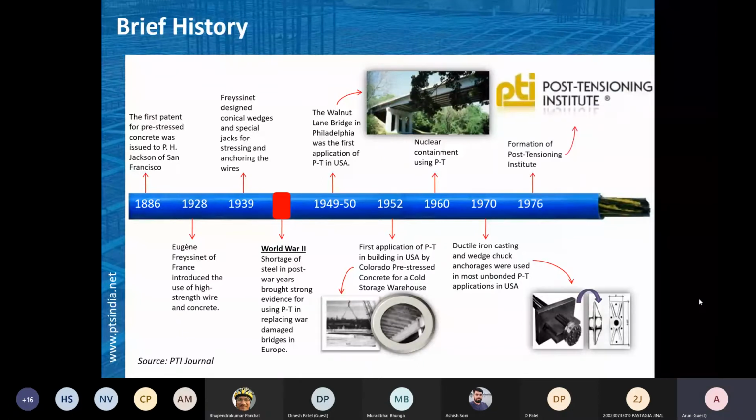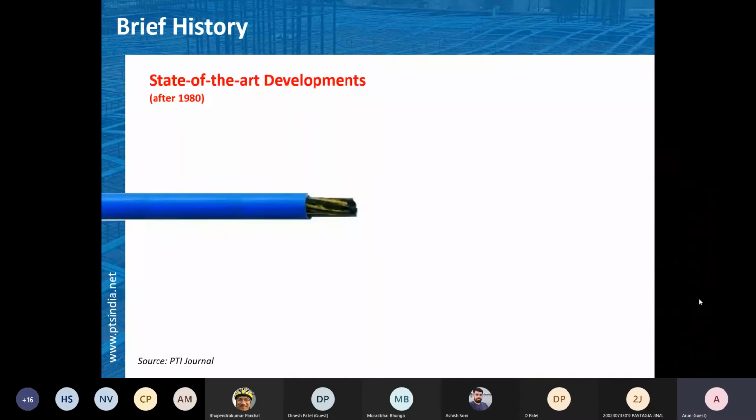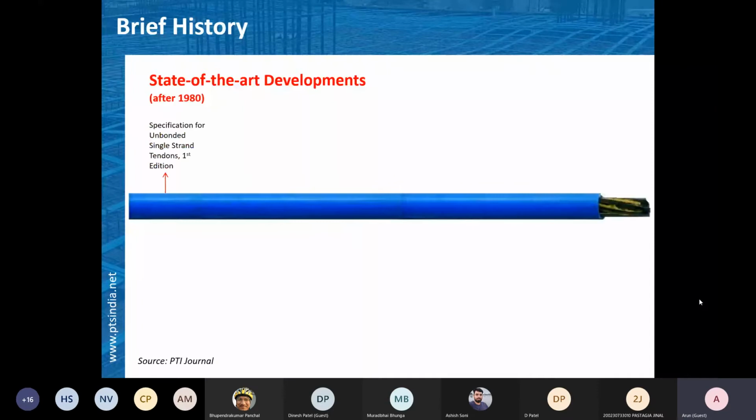And then in 1976, PTI, the Post Tensioning Institute, was formed. This is a governing or regulatory body, the deciding factor across the world regarding post-tensioning. They have developed the specifications, what to do, what not to do, and everything. So these are the state-of-the-art developments.